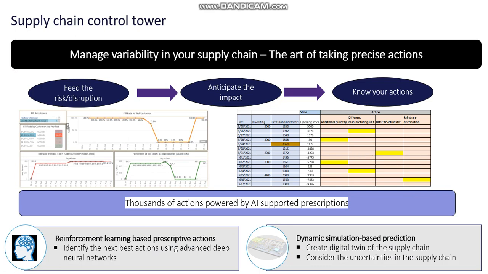I'll quickly take you through the supply chain control tower solution. What it does is it takes the feed of the disruption, anticipates the impact on the KPIs, and tells you what actions we need to take in order to mitigate the impact on the KPIs. This is powered by some of the most cutting edge technologies like reinforcement learning and discrete event simulation based digital twin.